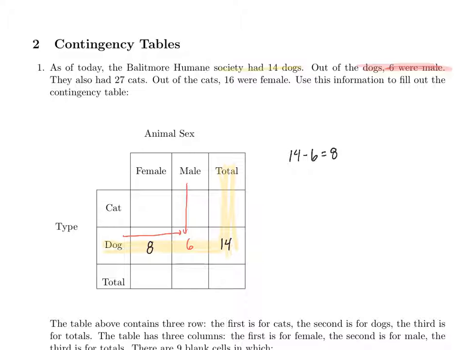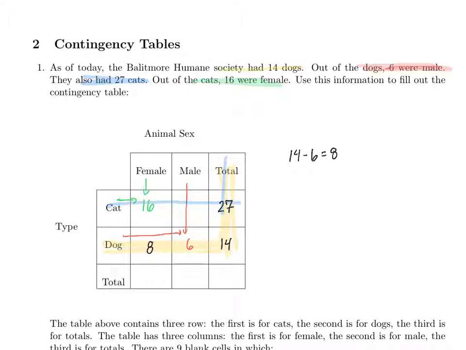Going on to the next sentence then, I can see that we have 27 cats. This is the total number of cats, so I'm going to go ahead and do cats and total. I will then put 27 there, a total of 27 cats. Out of the cats, 16 were female. So coming over here, cats and female, there are 16 of them.